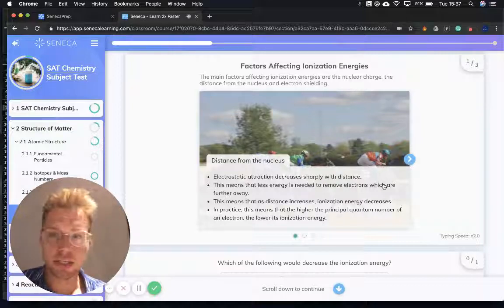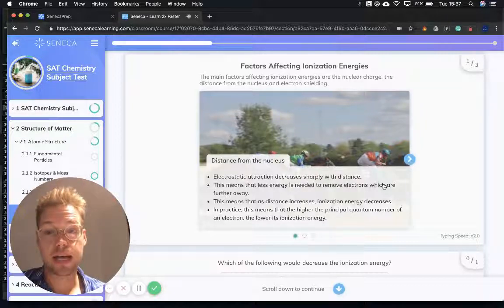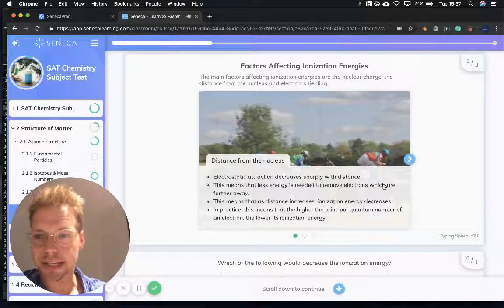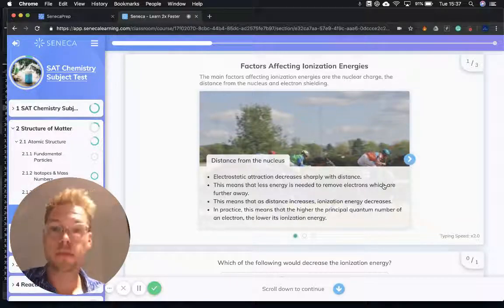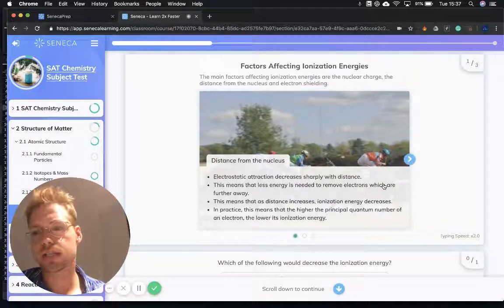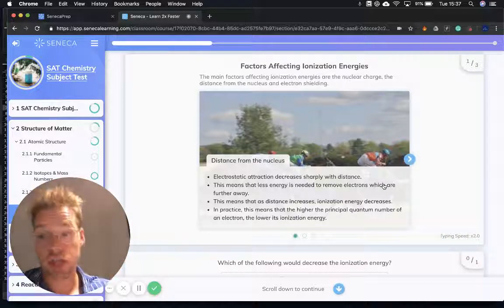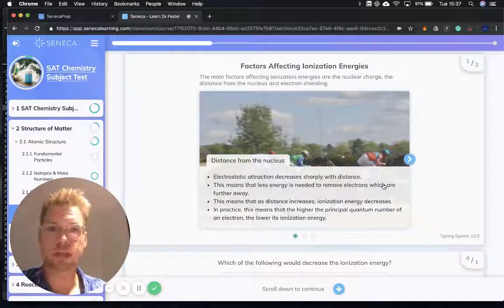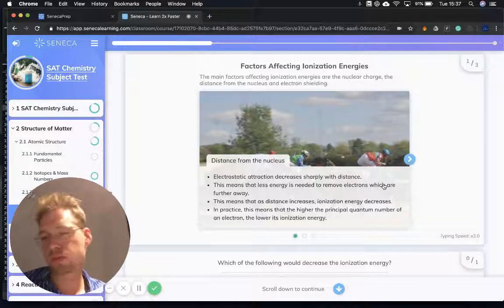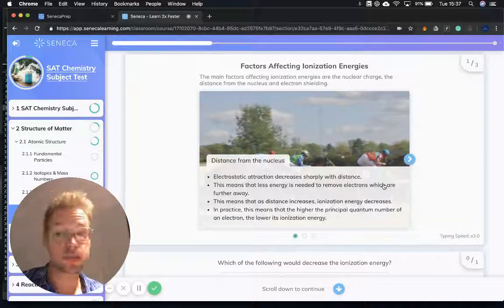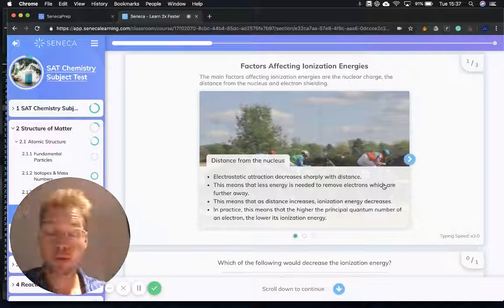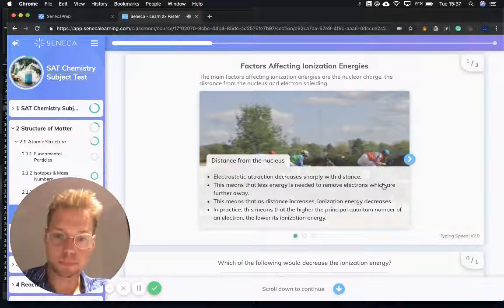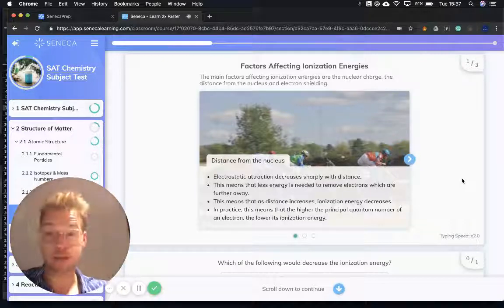Distance from the nucleus. Let's break that down. Electrostatic attraction decreases sharply with distance. Electrostatic attraction is just the attraction between positive and negative charges. The nucleus is going to be positive because that's where all those cute little protons are. And then all the electrons in the shells are negative, but the positive and negatives will be attracted to each other. So less energy is required to remove electrons which are further away from that positive nucleus. So as the distance from the nucleus increases, ionization energy decreases.